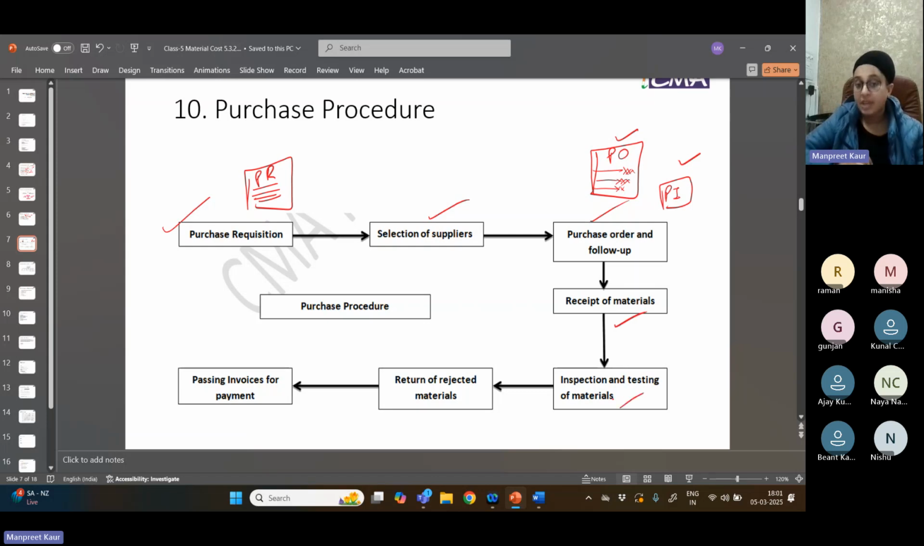We inspect, we test the materials. If in case we get rejected material, it should be returned and then passing invoices for the payments.